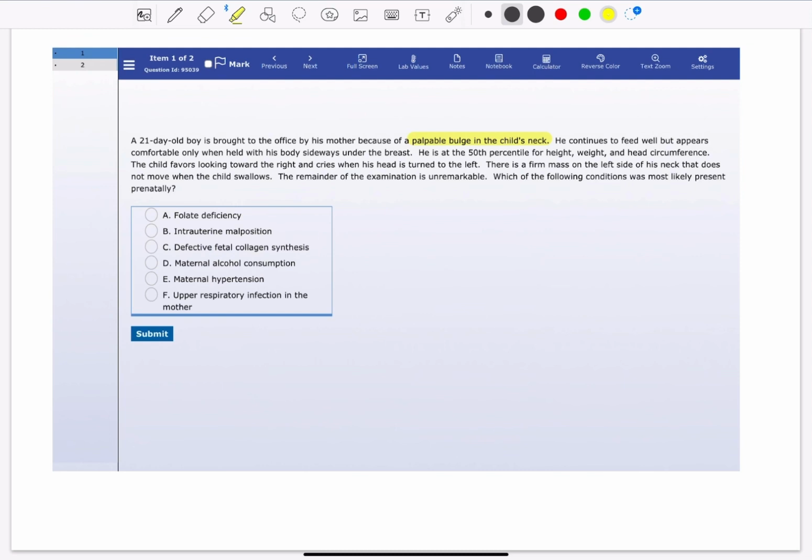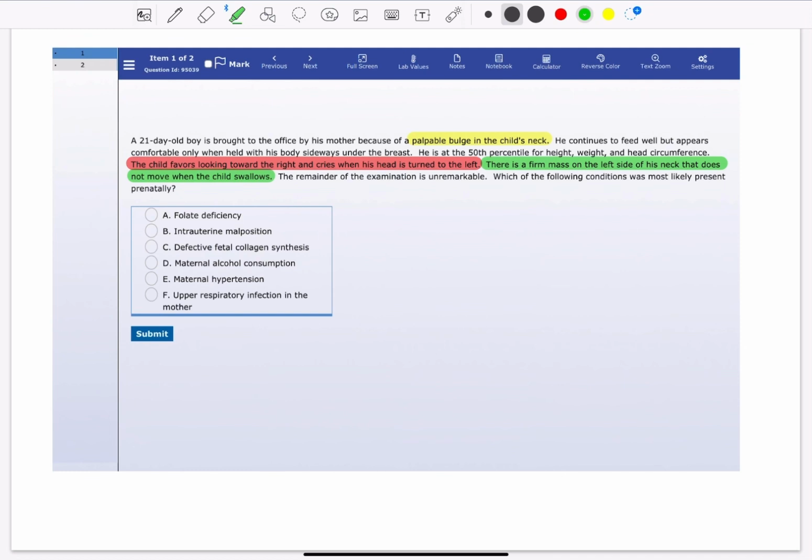The child favors looking toward the right and cries when his head turns to the left. There is a firm mass on the left side of his neck that does not move when the child swallows. The remainder of examination is unremarkable. Which of the following conditions most likely present prenatally?